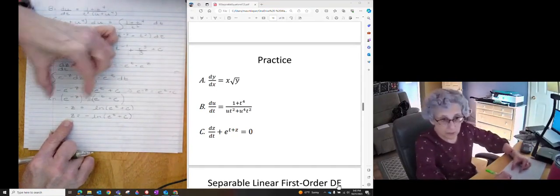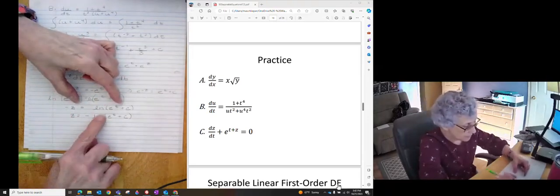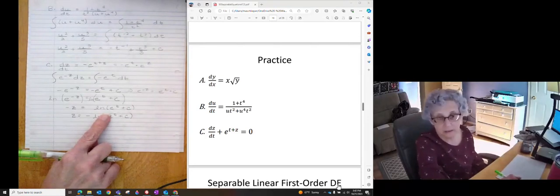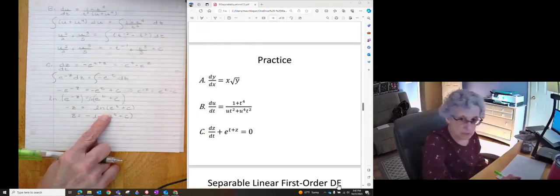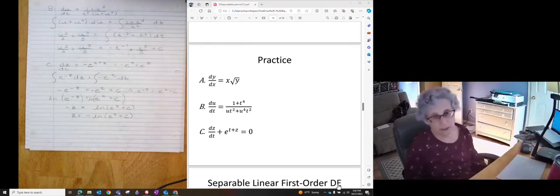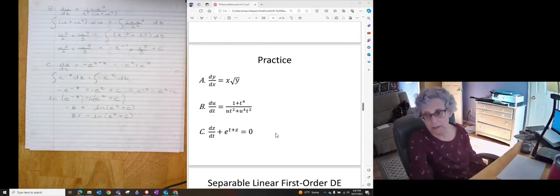So I natural logged both sides. So negative z is equal to the natural log of e to the t plus c. I can't simplify that any. There's no laws of logarithms to help me with that. So z is equal to the negative of the natural log, e to the t plus c.